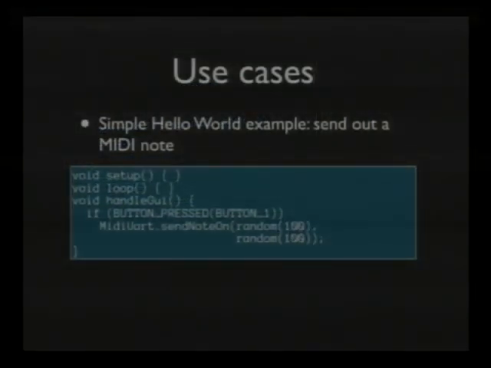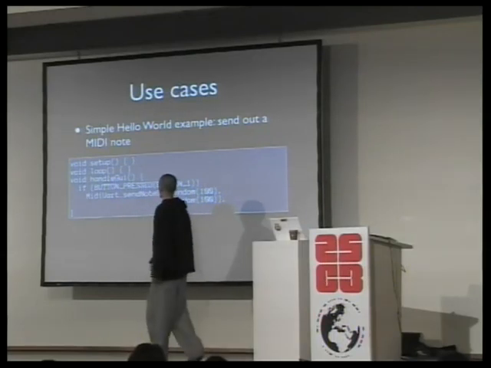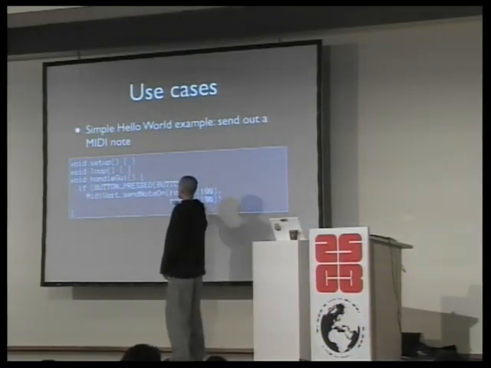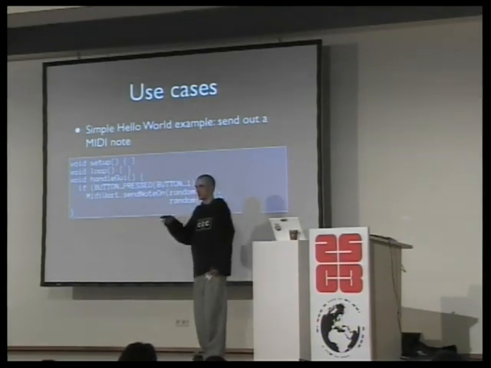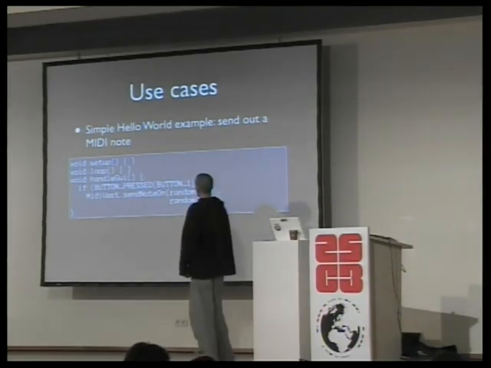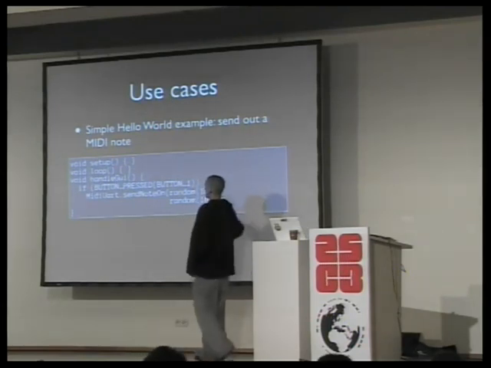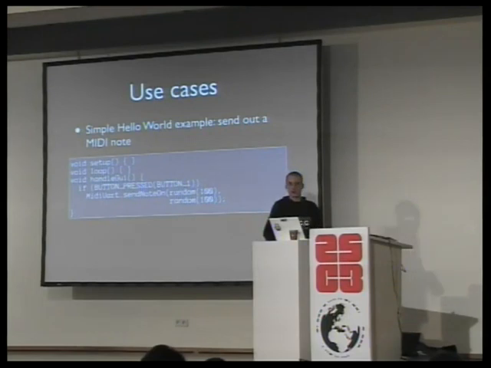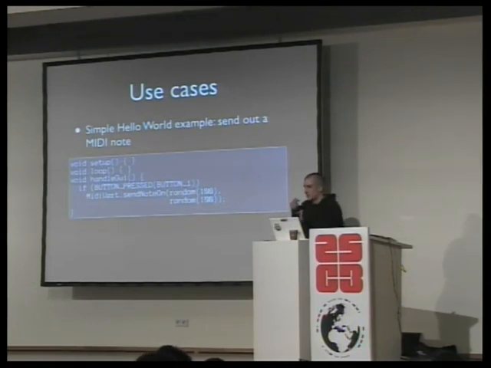But let's get to some use cases, what it actually looks like and how it feels to use them. This is the simplest program you can write on this one. It just sends a note if you press a button. I have a setup function and a loop function, which are not used in this exact example. The handle GUI function handles all the buttons and encoders. So if the first button is pressed, I'm just going to send out a random note. That's all you have to write, and then you can upload it on a device connected to a synthesizer and just press random notes. It's kind of a stupid program, but it's fun in itself.